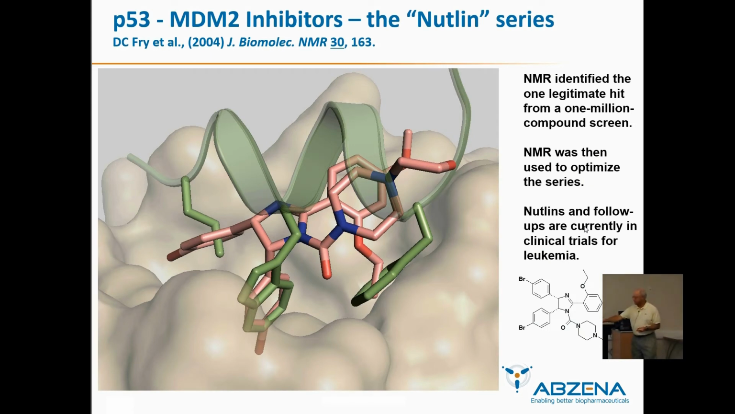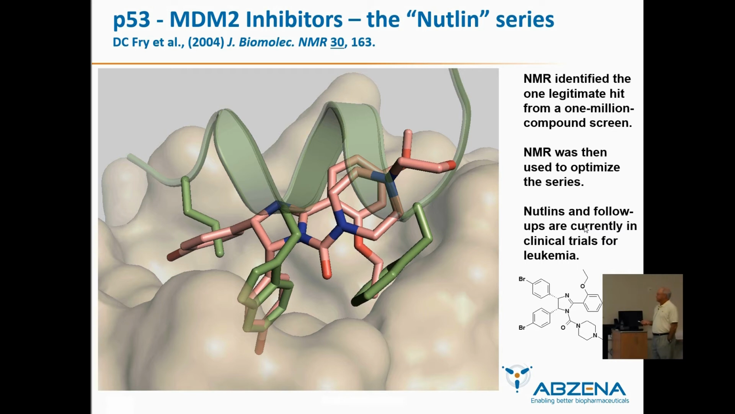And so we did a screen of our compound library against this protein-protein interaction. The library was about 1 million compounds at the time, and we did get dozens of hits, and then NMR was used to assess the hits and determine which ones were legitimate, and it turned out that only one of the scaffolds was a legitimate binder and a promising hit for this interaction.